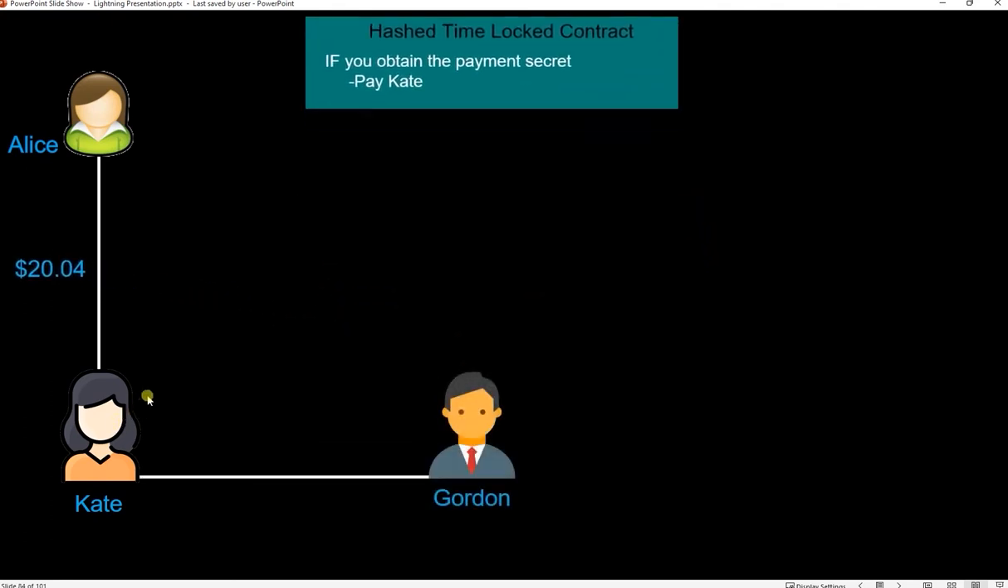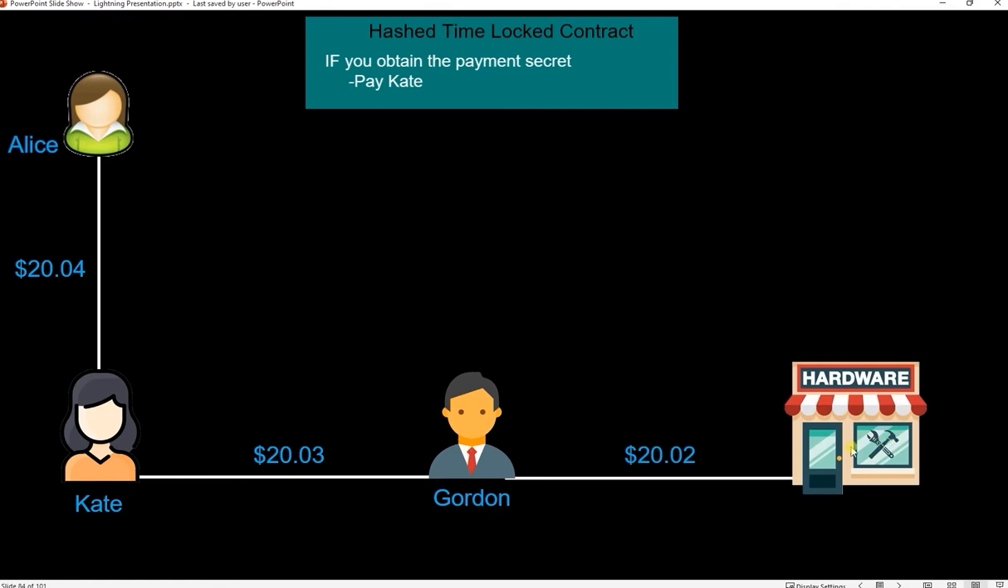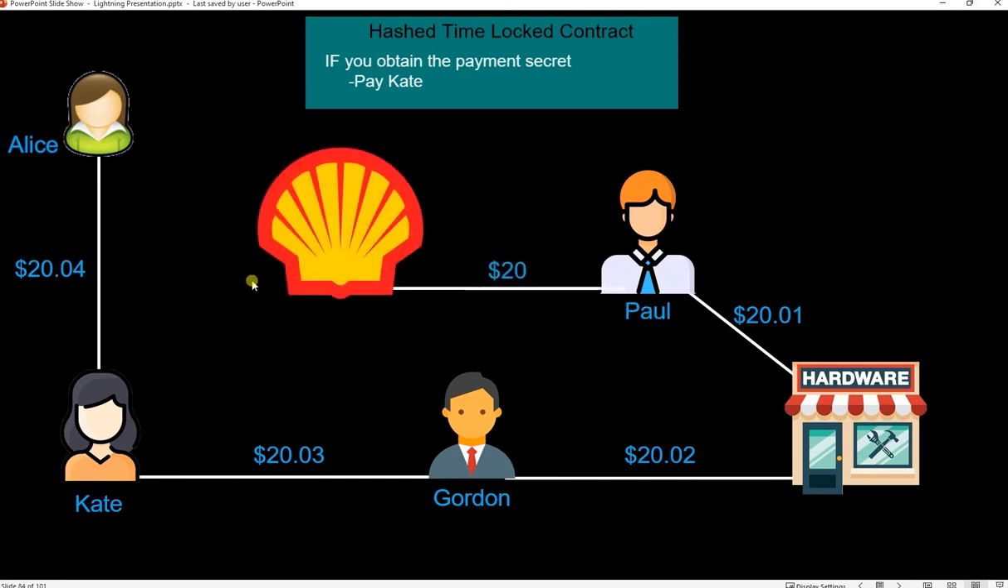So basically, Kate makes the same exact deal and contract with Gordon. She's like, hey, Gordon, I'll pay you $20.03 if you go ahead and pass this along. And Gordon doesn't mind doing it and putting up his money, because he knows he'll get paid as long as he gets the secret. So he does the same thing with the hardware store. Hey, hardware store, I'll pay you $20.02 if you can get the payment secret. And the hardware store says, Paul, hey, I'll pay you $20.01 if you can get the payment secret. And Paul's like, hey, Chevron, I'll give you $20 if you give me the secret. Chevron's perfectly happy because they want the $20. So they take the $20 and they give Paul the payment secret.